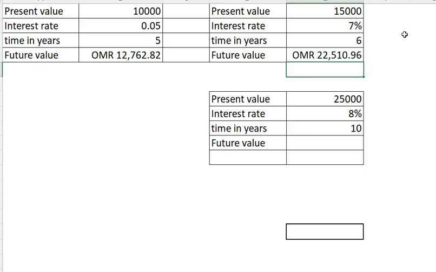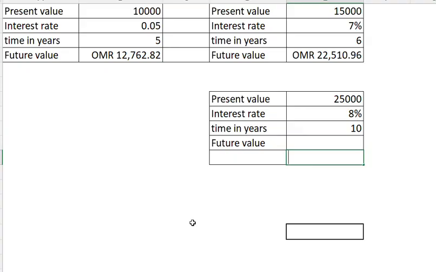So if a person is investing 15,000 for a period of 6 years at the rate of 7% interest compounded annually, after 6 years, the value of his investment will become 22,510.96. Okay, I'll repeat one more example so that it is clear for everyone.